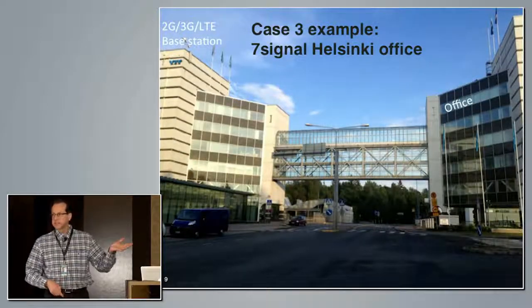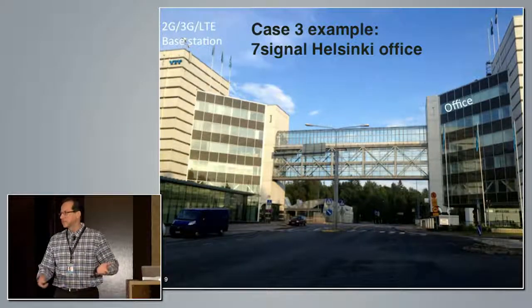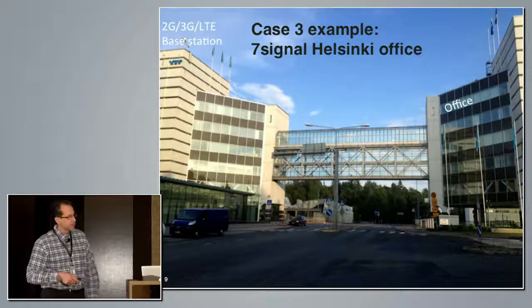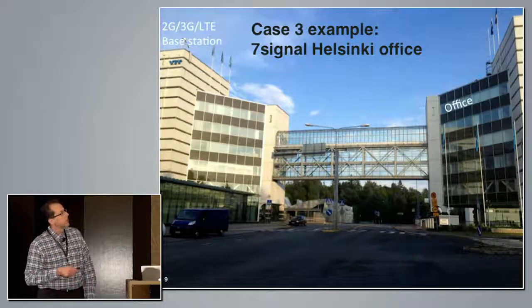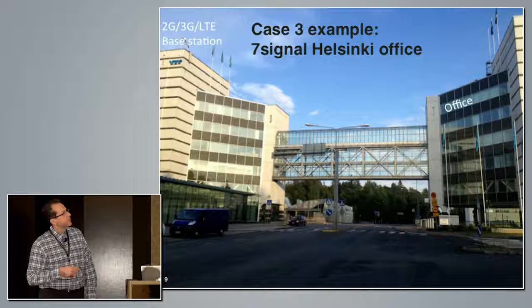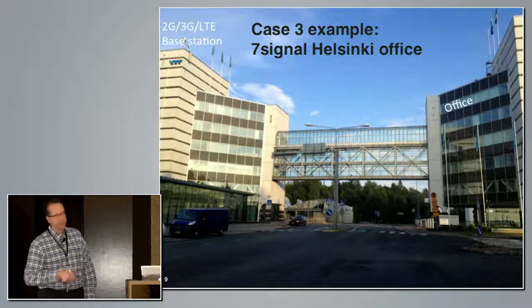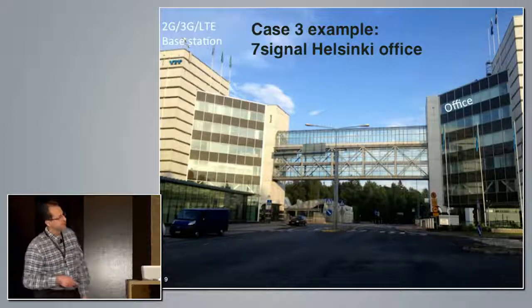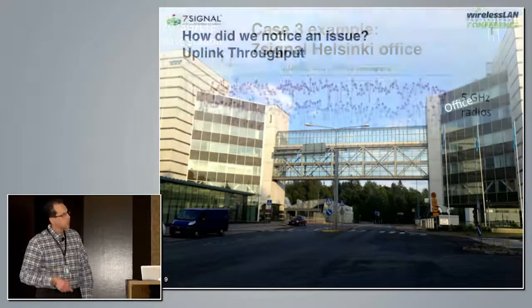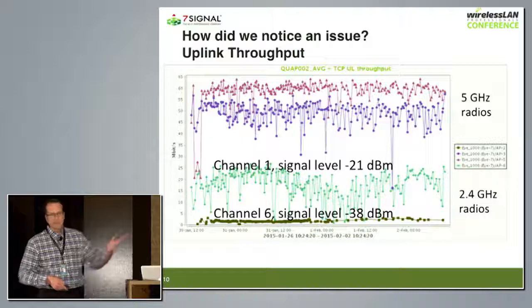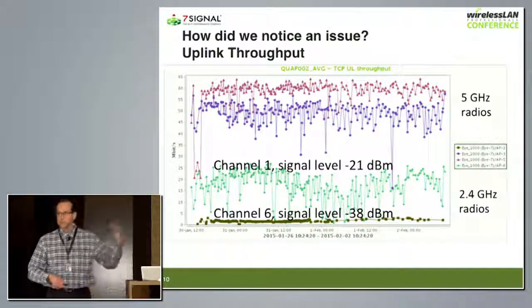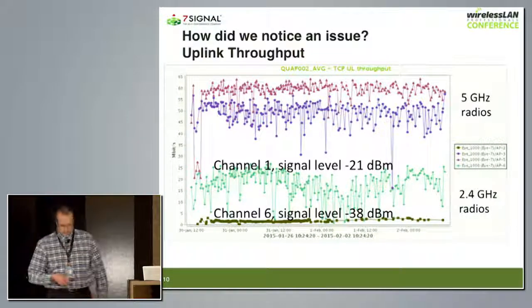Now, this is our Helsinki office. We actually have this issue present at our office. So a base station here, antenna pointing this way, our office is over here. The distance is about 50 meters, maybe 150 feet or something like that. Now, we are measuring with our sensor the throughput there to an AP in our office.